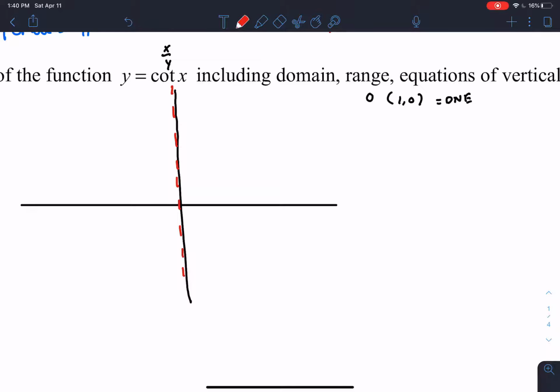And the same way that the period for tangent was 1 pi, that's also true for cotangent. So 1 pi away is going to be another asymptote, and then in the other direction as well.